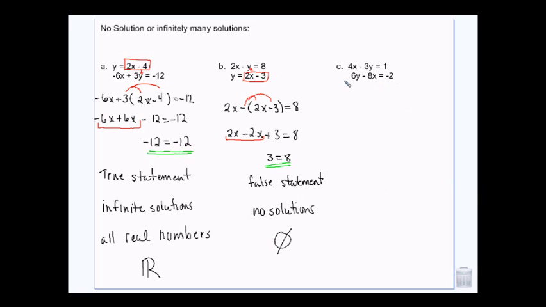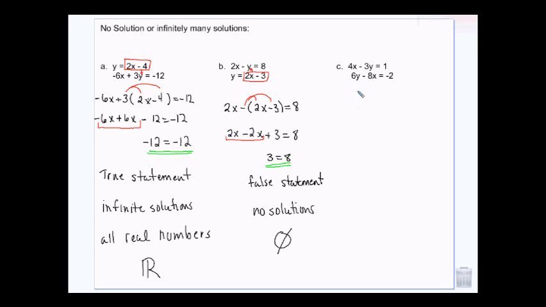So I would like you guys to try this one. Never mind. That's not a very good example. Sorry. We're going to do this one together.